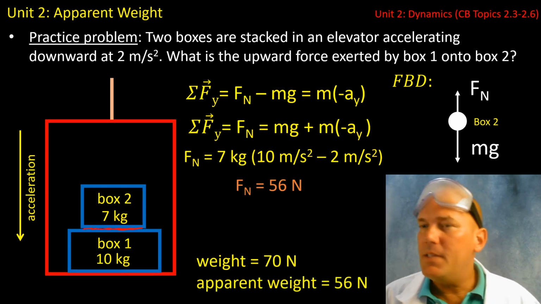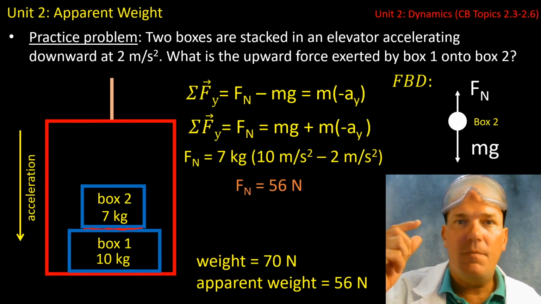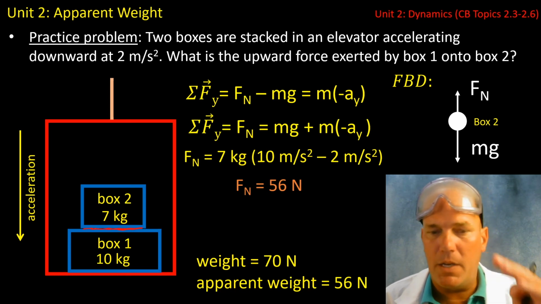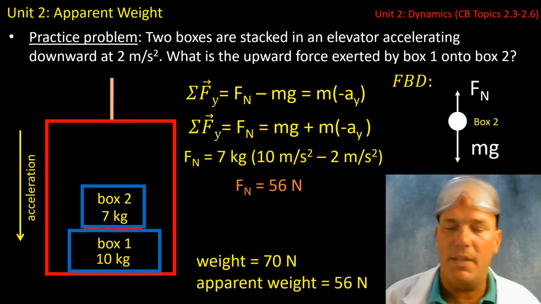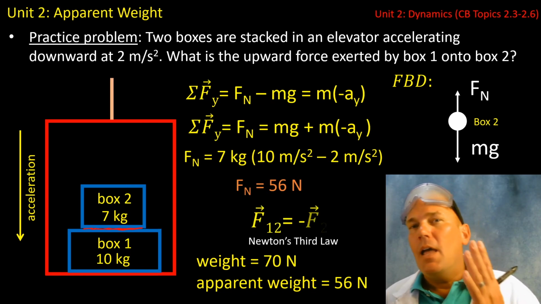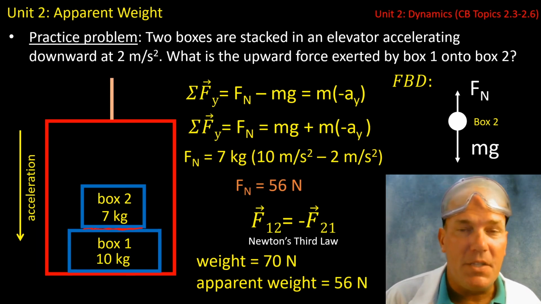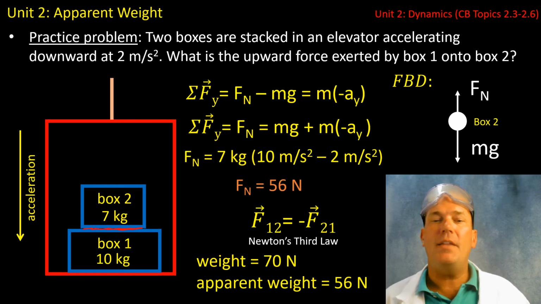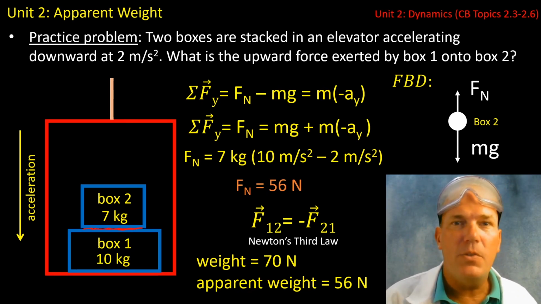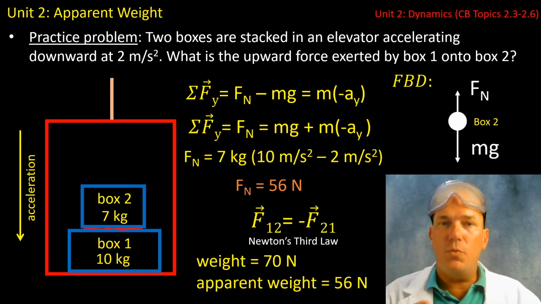Again, the weight is 70 newtons. That would be equal to force normal if it were moving at a constant speed or at rest, but it is not. It is accelerating. Its apparent weight is less than the force of gravity in this example here. I want to talk again about Newton's third law, another great application. So let's look at the force of box 1 onto box 2, which is equal in magnitude, opposite in direction to the force of box 2 onto box 1.